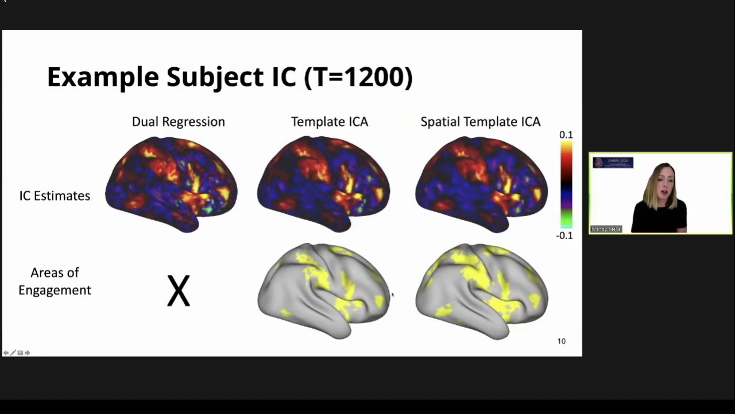So here's some example IC estimates from one test subject, and this is 15 minutes of data. I'm showing estimates based on dual regression, template ICA, and template ICA with the spatial priors. And you'll notice probably that the template ICA estimates are substantially smoother than those produced by dual regression. At the bottom here, I'm also showing areas of engagement that we identify using the template ICA framework with or without spatial priors. And this is based on an inference procedure. So this is not available through dual regression because it's not just the threshold of the intensities, it's actually based on a statistical inference procedure.